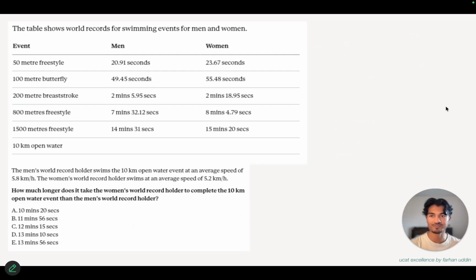So feel free to pause the video here and have a go. Okay, so let's run through this one together. How much longer does it take? Longer means we're working with time here. What's time? That is distance over speed. It takes the women's world record holder to complete the 10 kilometers open water than the men's.